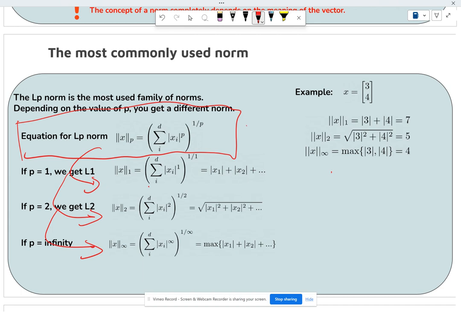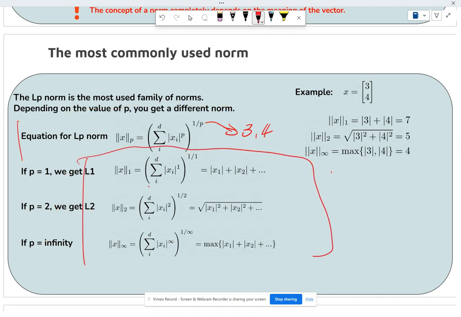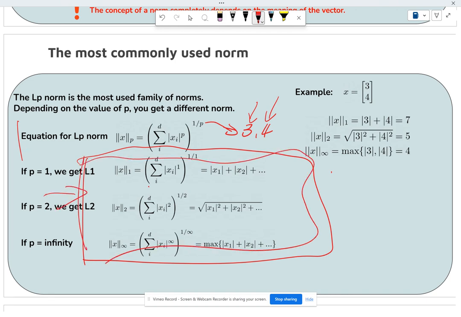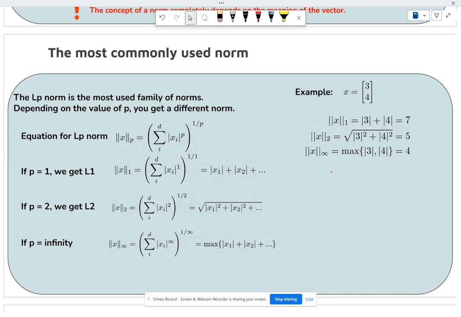Now you can plug P as 3 or 4. Basically, you can plug P as any number, but for the most part, these 3 are the most commonly seen norms. You're not going to see 3 or 4 very much, like 0.0001% of the time. My entire PhD career, I've only seen it used once. That's not one of these norms. So if you learn these ones, that's in general good enough. Okay.